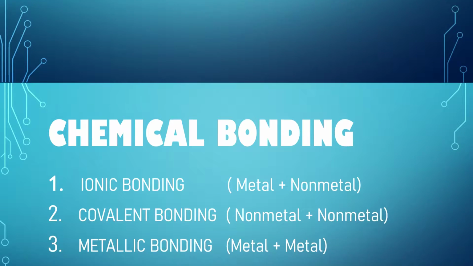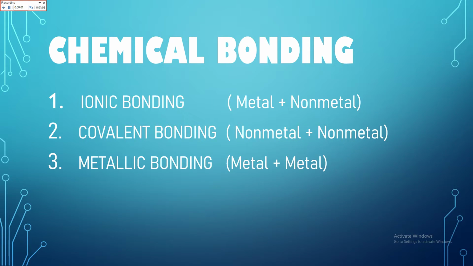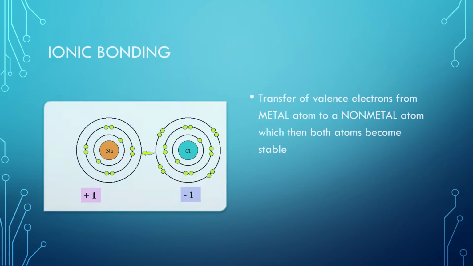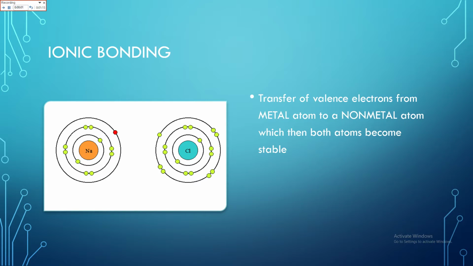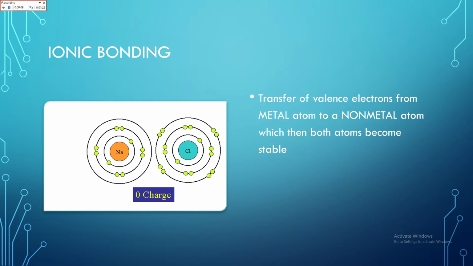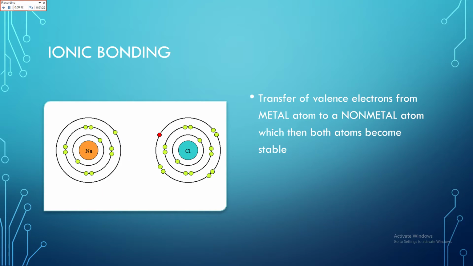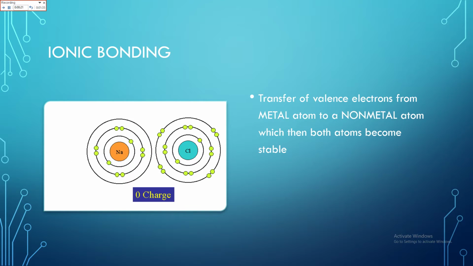So there are three types of chemical bonding, which are ionic bonding, covalent bonding, and metallic bonding. So let's start with ionic bonding. It is the transfer of valence electrons from metal atoms to non-metal atoms, with both atoms becoming stable. The metal atoms have a net positive charge and the non-metal atoms a net negative charge. The ion that carries positive charge is called a cation, while the ion that carries negative charge is called an anion.